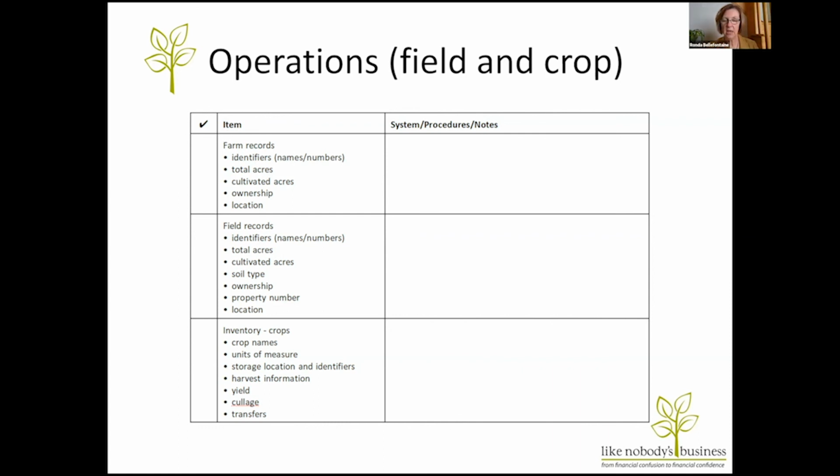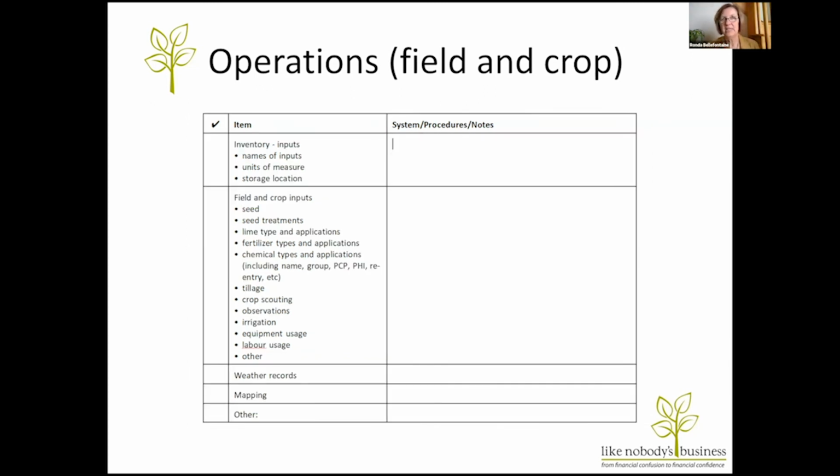And in this day, when there is much demand from buyers about where we're storing our crops and tracing those crops to the fields that they came from, these types of records are really important.